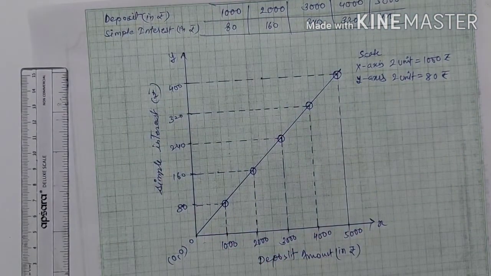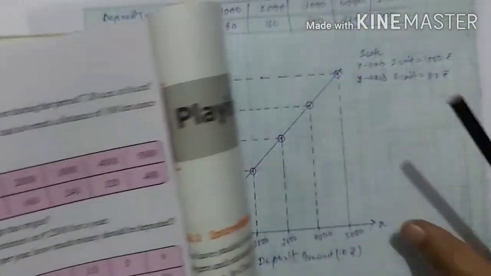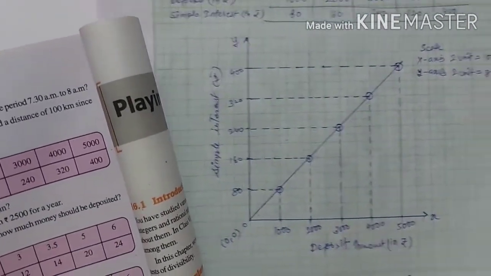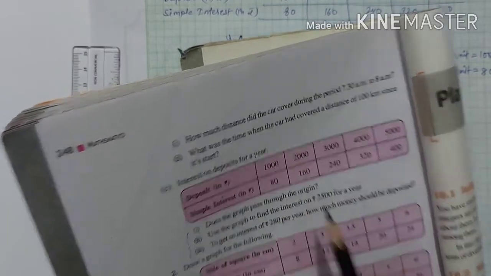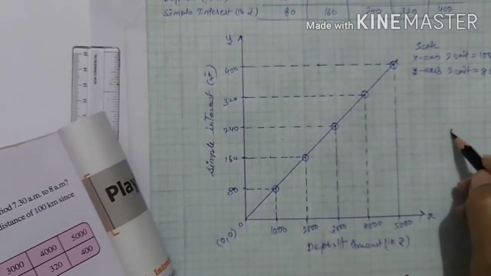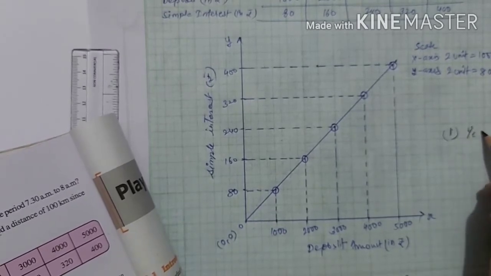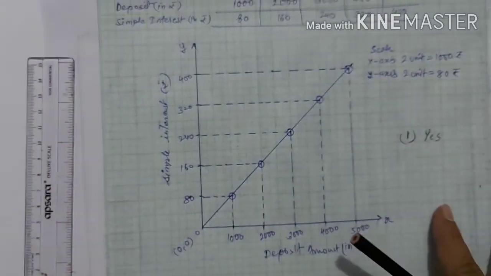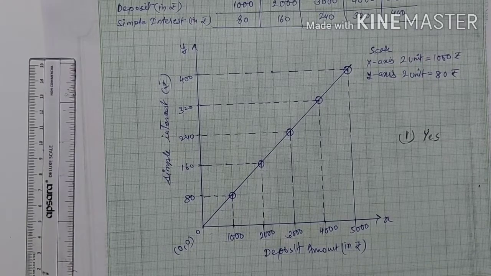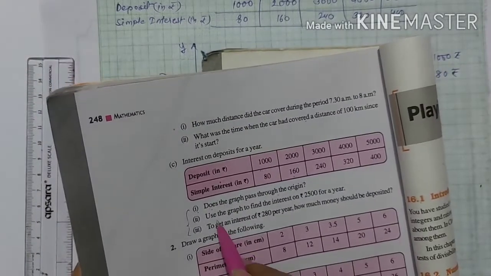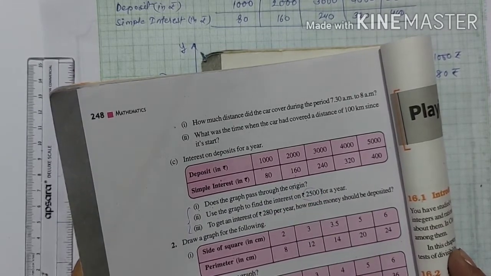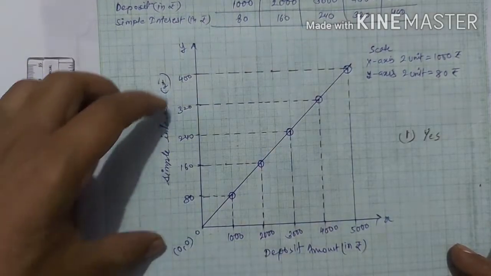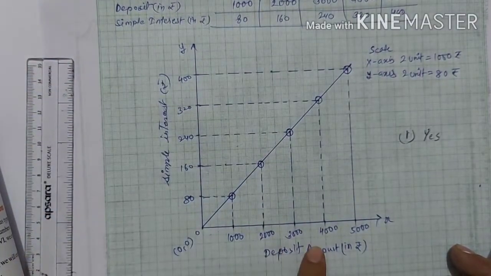Now after finishing this, check your questions. The first question asks: does the graph pass through the origin? The first answer is yes. The second asks: using the graph, find the interest on 250 rupees. So this is the interest and this is the amount.